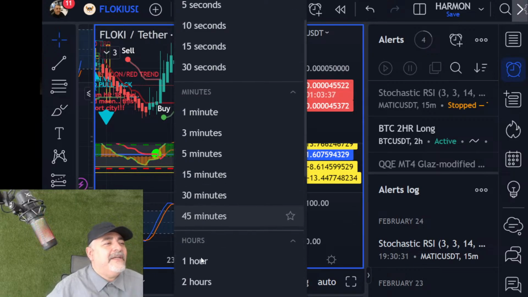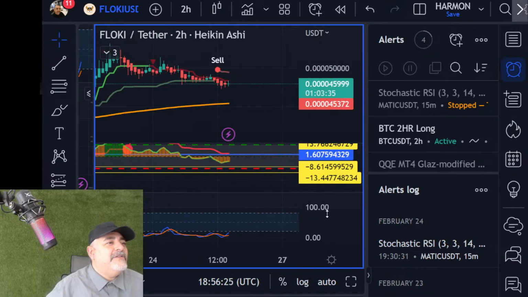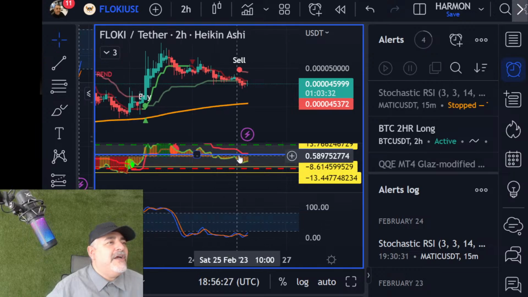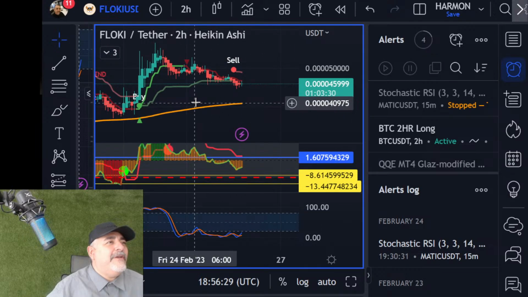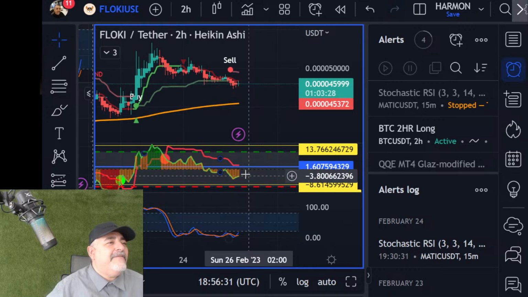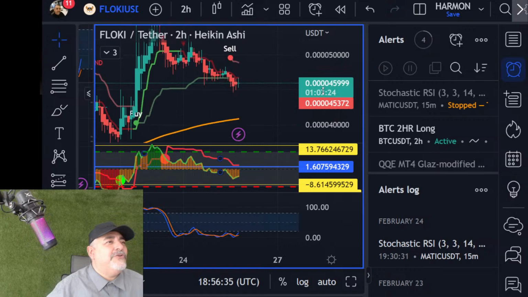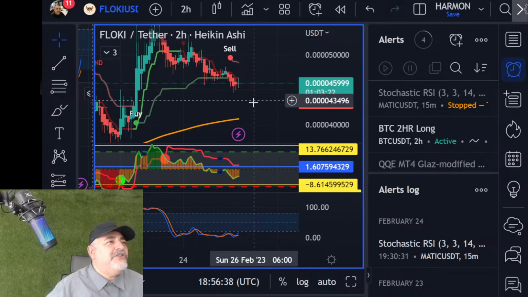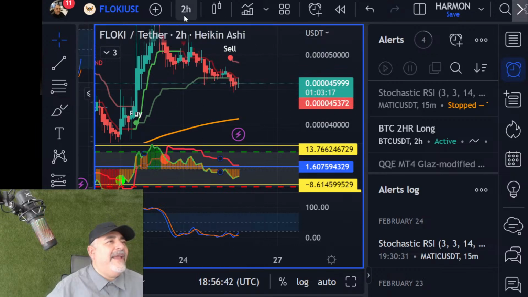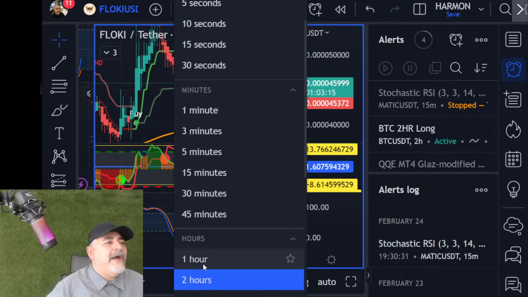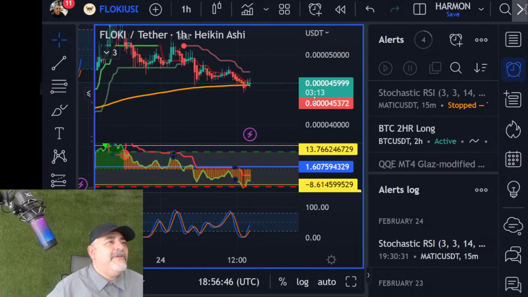So let's go in here and take a look at the 2 hour. The 2 hour is starting to push up, but it's in a red zone here, so it's looking weak. So it looks like Floki's going to have a little bit of a bounce right here and then go into a continued short, man. Floki should short all the way down to its moving average of 4098. All right, let's take a look at the 1 hour. I don't like Floki, man. Floki's too dangerous to mess with.